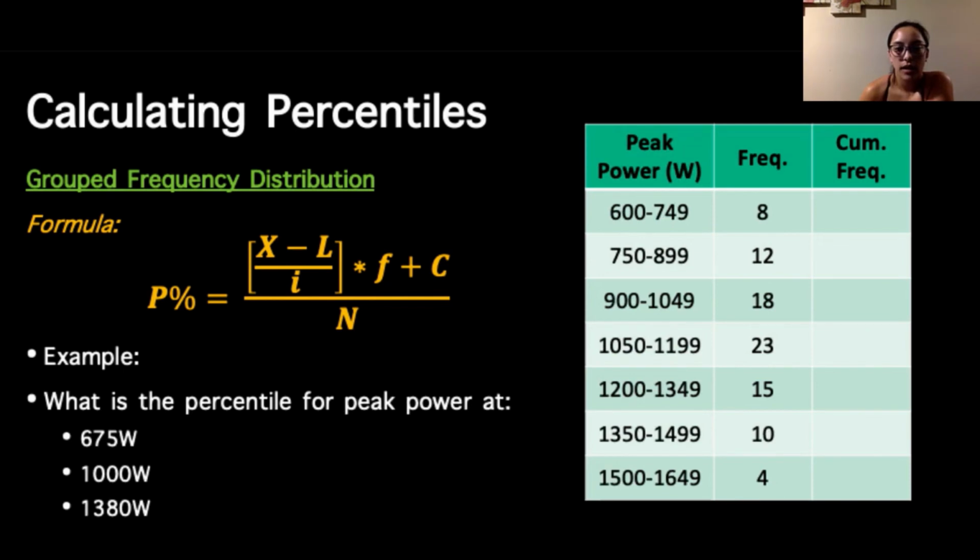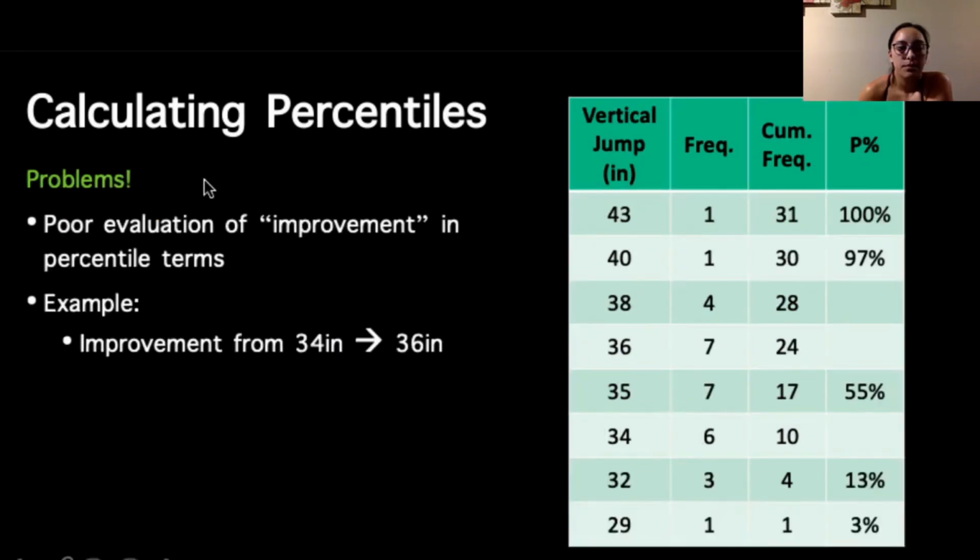I've got some practice problems for you guys to work on. So a different variable for this is peak power measured in watts. I've given you the general layout of the group frequency distribution, some raw scores that you can calculate your percentiles for. It's up to you to create your cumulative frequency column. And again, all of the answers and the order of operations have been notated in the note section of the slide.